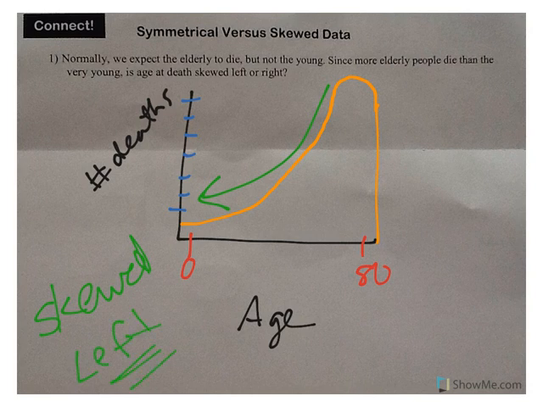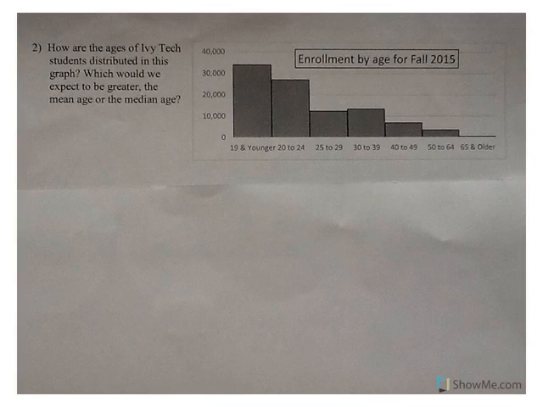I am a pictorial person. I need to visualize, and that's why I draw these graphs out for these problems, because that allows me to see the problem I'm working with. All right, let's go to page 6, number 2. How are the ages of Ivy Tech students distributed in this graph? Which would we expect to be greater, the mean or the median? Now, if you take these bars and you make them a curve, what do you notice?